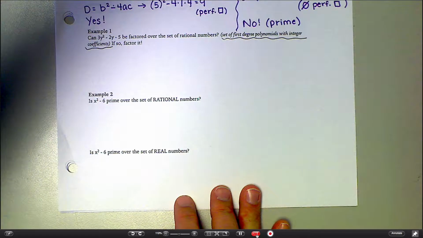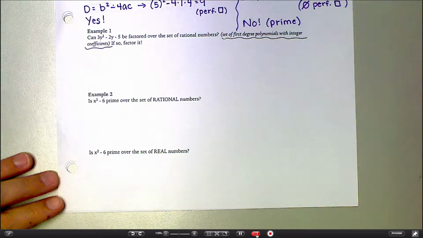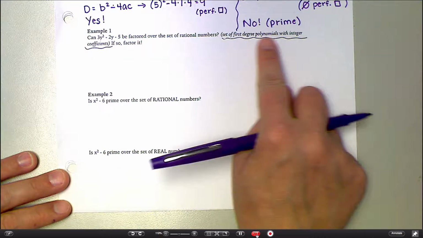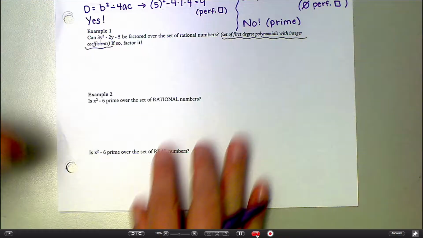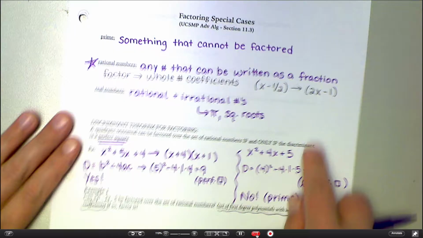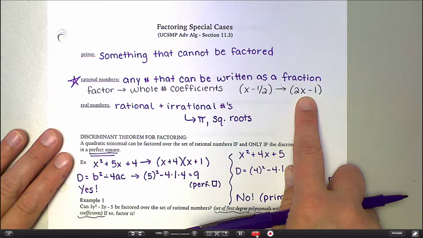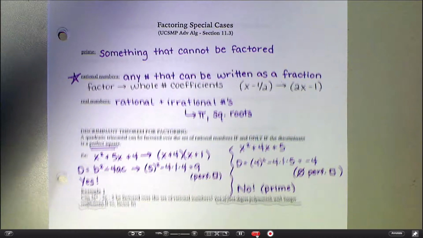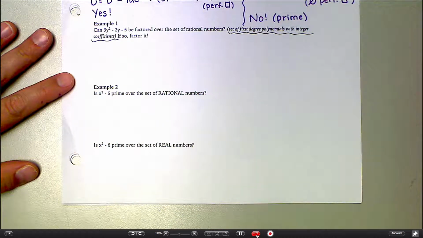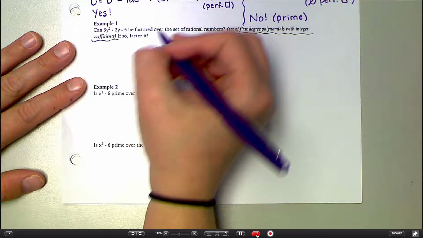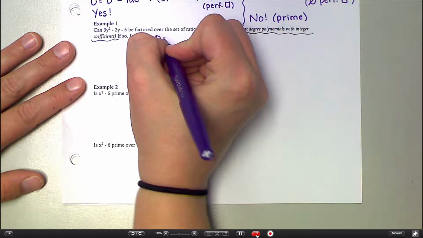Example 1: can this polynomial be factored over the set of rational numbers? And again, first degree polynomials with integer coefficients, that's really just what we were talking about up above when we said, can I use polynomials like this? This is factoring with rational numbers. Everything you've been doing so far, again, is rational numbers. So to answer the question, can it be factored, I can check with my friend the discriminant.